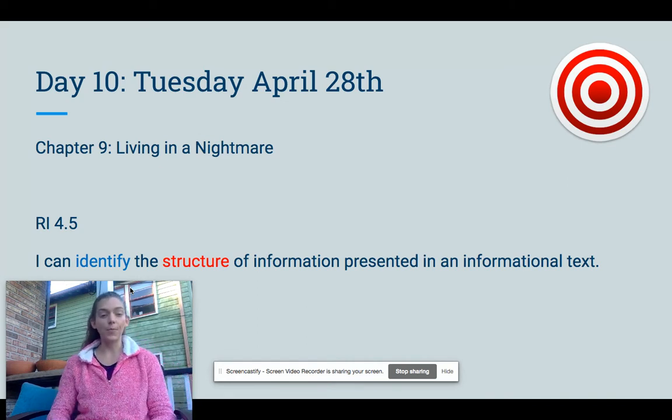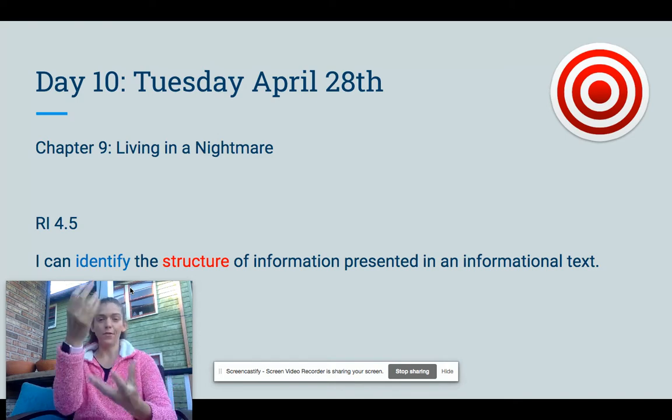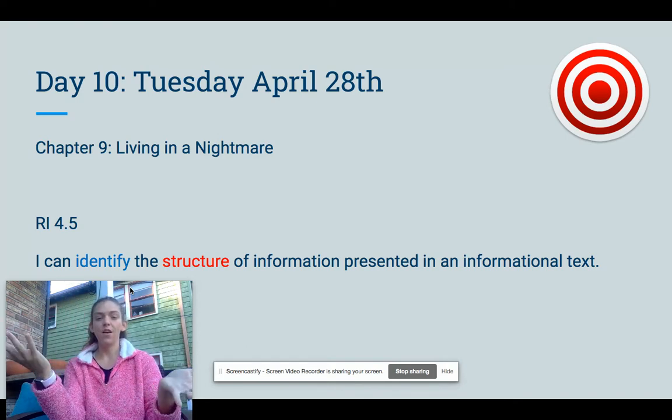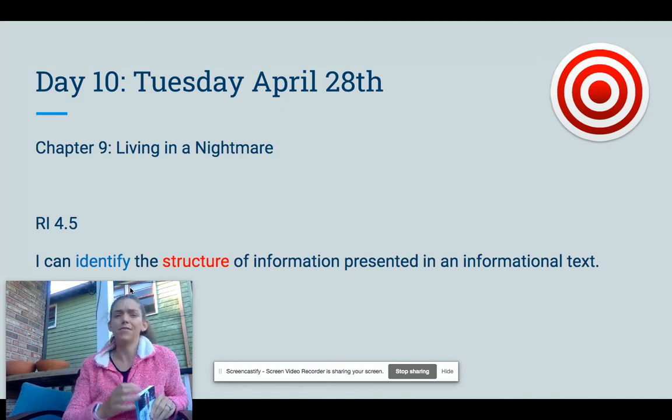All right, so mirrors on. I can identify the structure of information presented in an informational text. Mirrors off. Okay, so what does it mean to identify something?